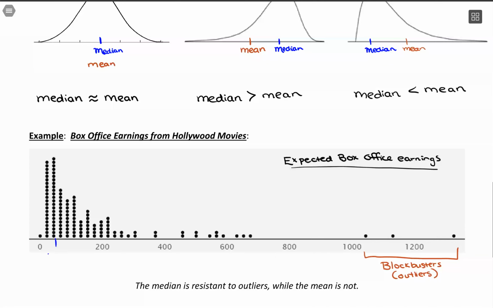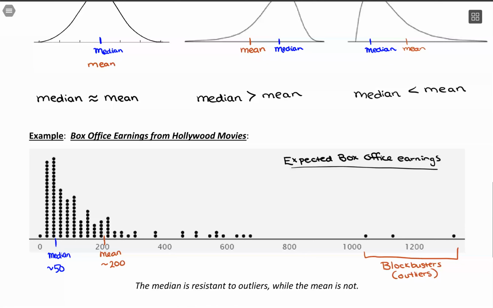So maybe here-ish would be the median. Let's say that's at about 50. If we took the mean, well, we have this right skewed graph here. We have these outliers in that right tail. So with the right skewed graph, the mean gets pulled to the right. So let's say my mean ends up, and I'm just guessing here, at about 200. So we have these two different measurements for center.